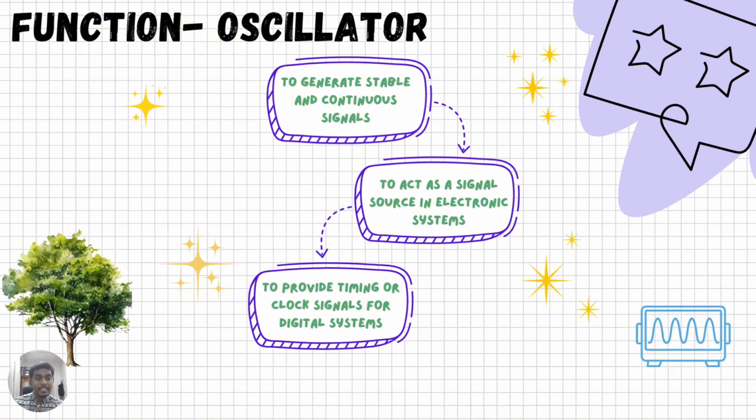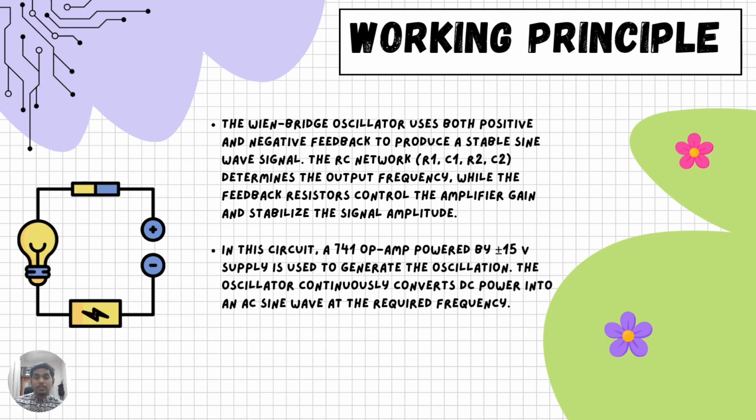So we're going to go for the next slide. The next slide is about the working principle, with the positive and negative feedback. As we know, we are using the Wien bridge oscillator.